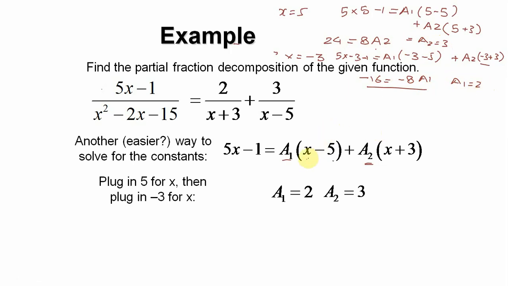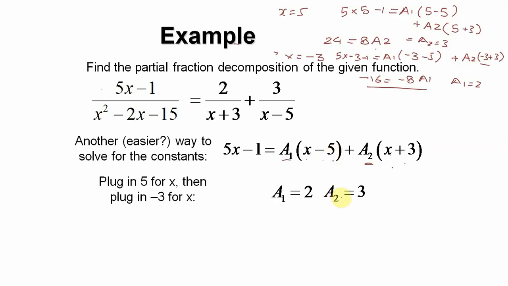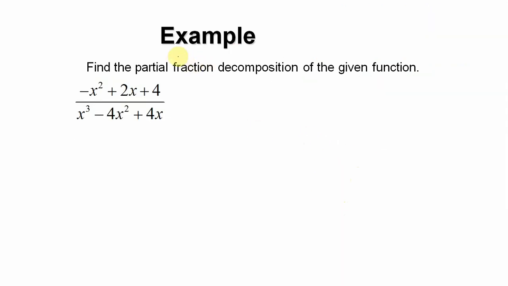So I'll put x is equal to 5 to eliminate a1 and find a2. Then I'll put x is equal to minus 3 to eliminate a2 and find a1. So, once I have a1 and a2, I will obtain the partial fractions. Let's see some more examples. Find the partial fraction decomposition of the given function.